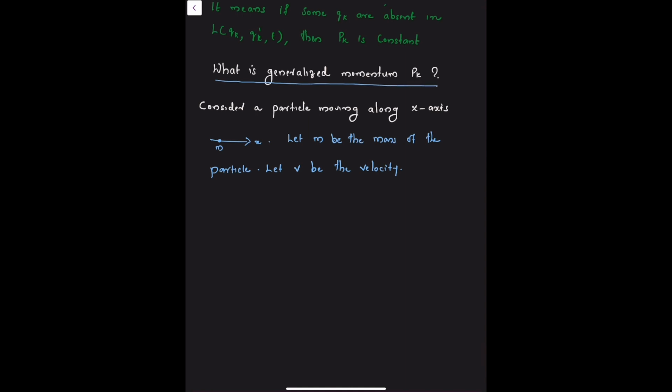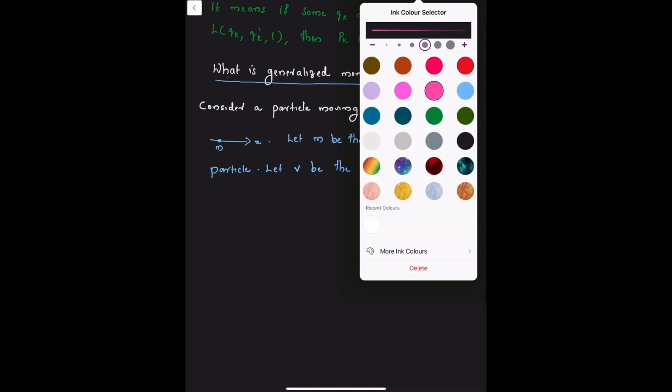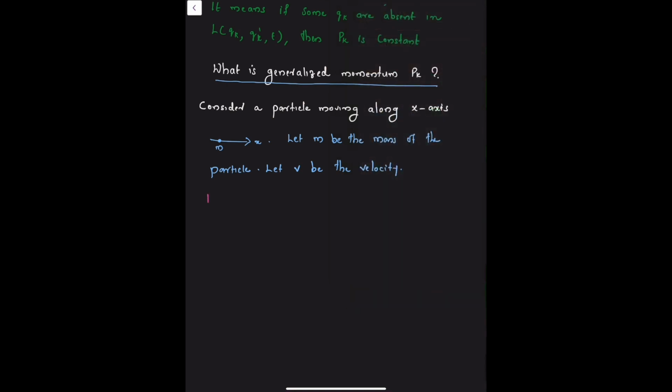Now we can say that the kinetic energy of the particle, that is T, is equal to half mv square. This is equal to half m x dot square, because x dot equal to dx by dt, that is velocity. So this is half m x dot square. This is the kinetic energy of the particle.